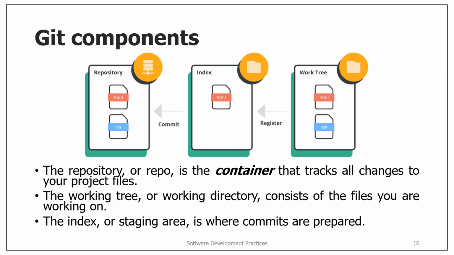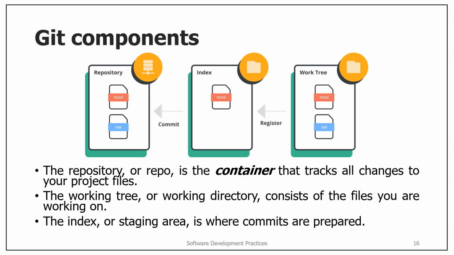Next we can see the Git components. Here we have 3 different components. One is the working tree or working directory. Number 2 is the repository, and number 3 is the index or the staging area. The repository is the container where you track all the changes of your project files. It is the place where you save all the files, so while saving you enter all the changes, and everything gets added to that repository.